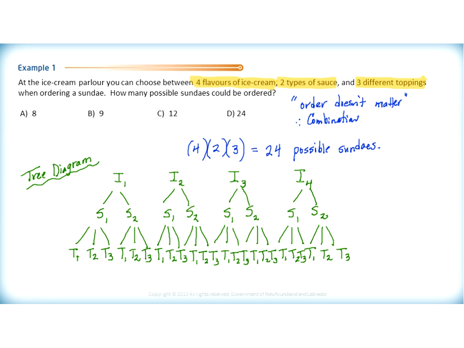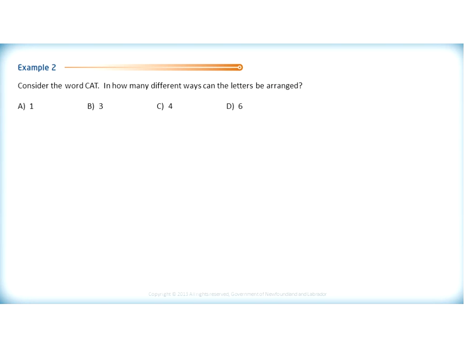And altogether then, we have 24 different possible sundaes. So we have 24 possibilities. Let's look at the next example. Consider the word cat. In how many different ways can the letters be arranged?